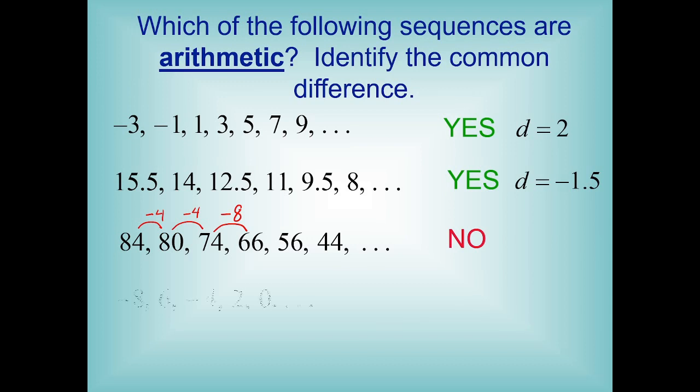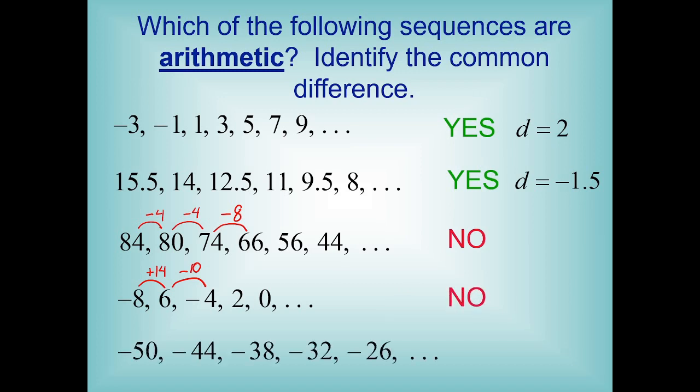Okay, let's continue. We have negative 8, 6, negative 4, 2, and 0. If you're going to examine, this one is plus 14. This one, how much is this? Minus 10, because 6 minus 10 is negative 4. Is the number the same with these two? No. So therefore, this is not an arithmetic sequence.